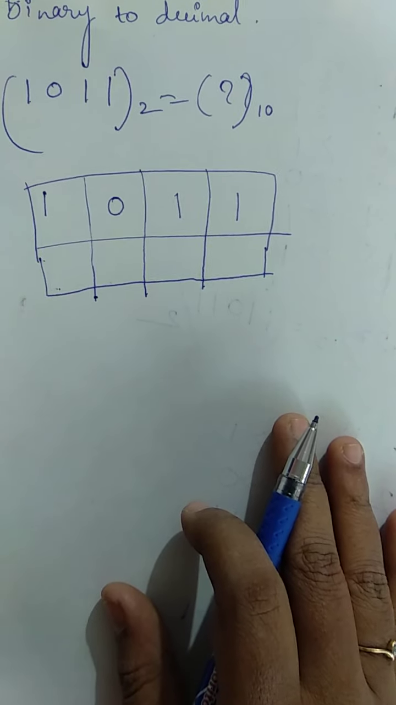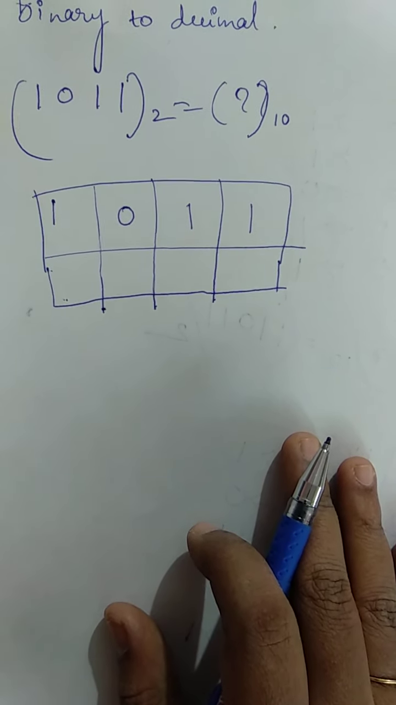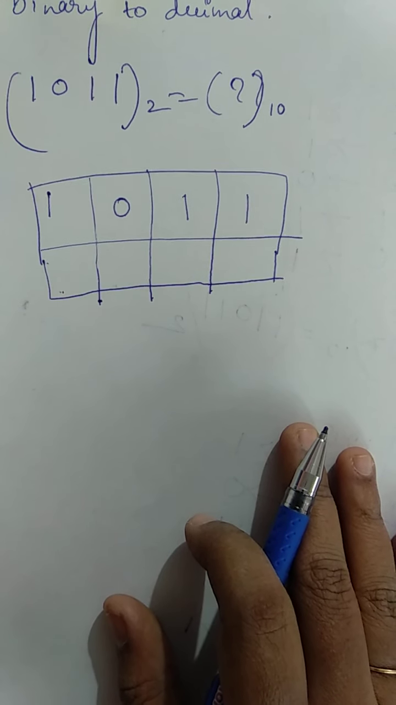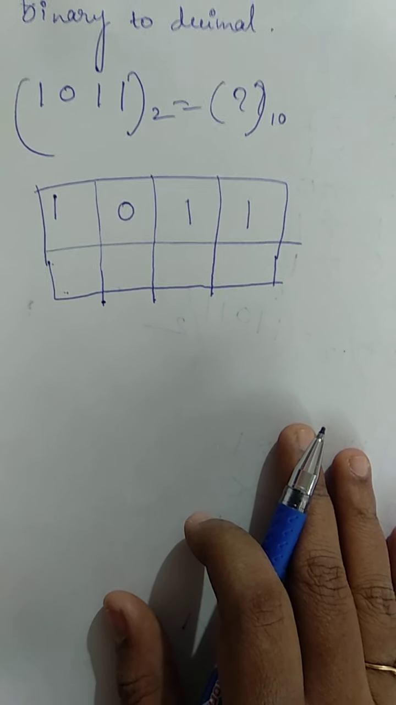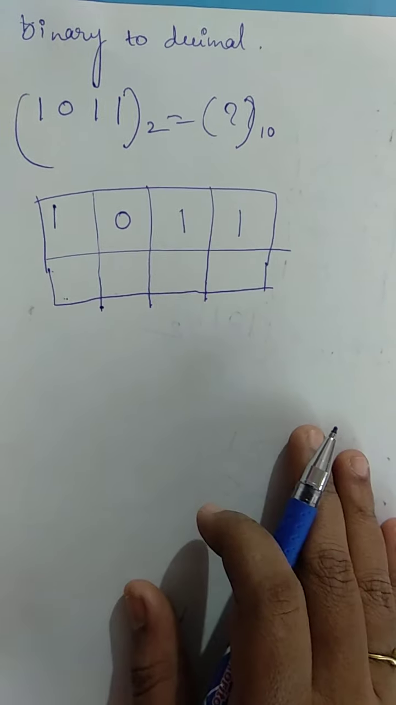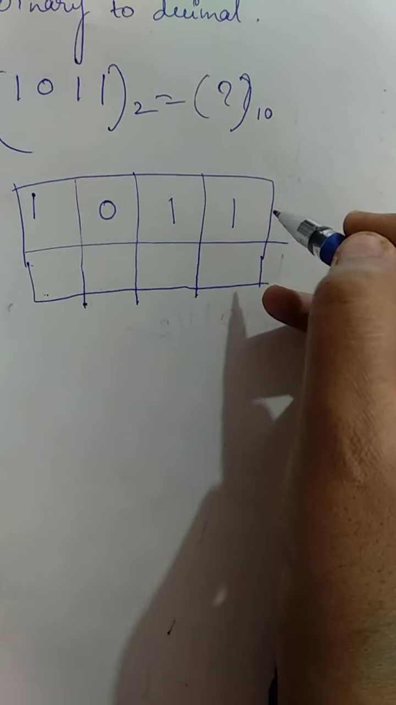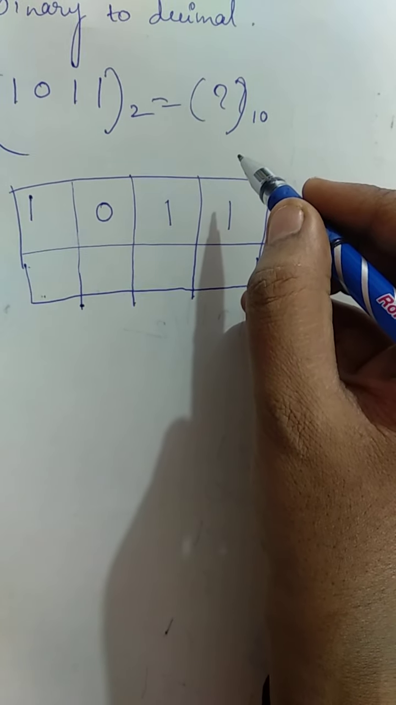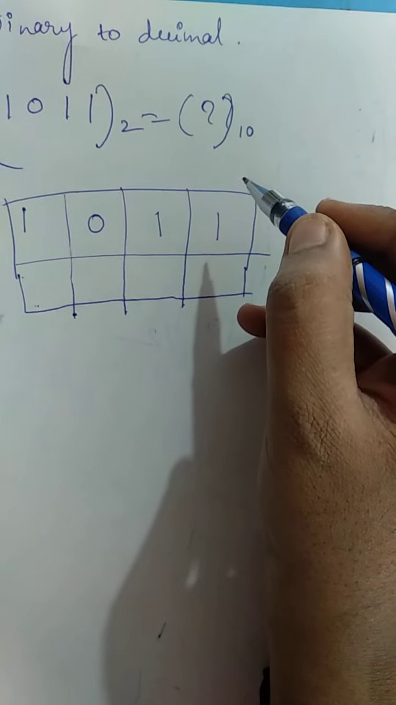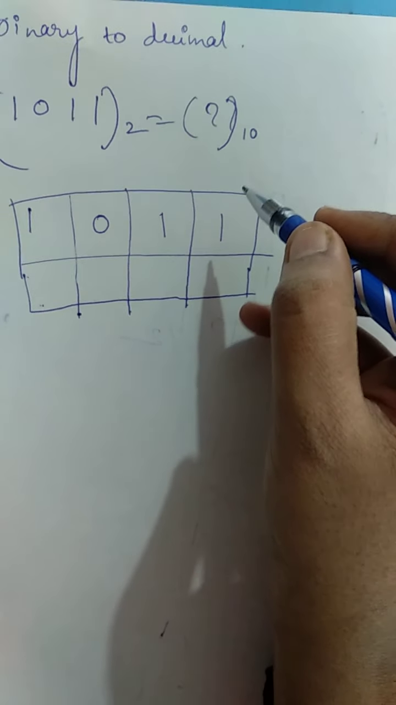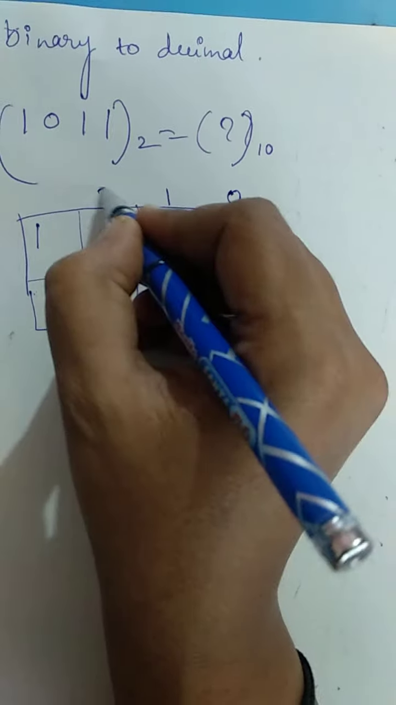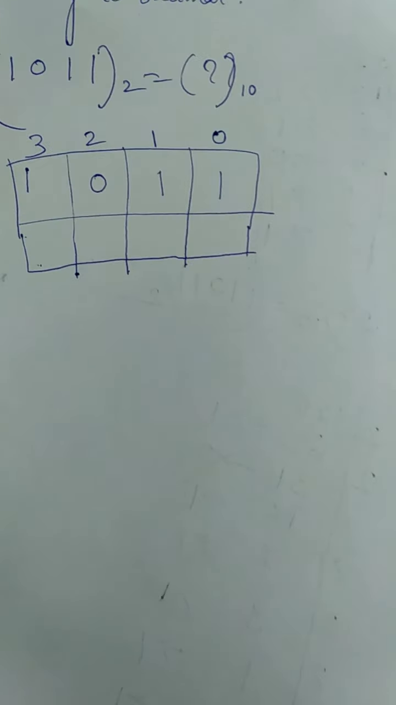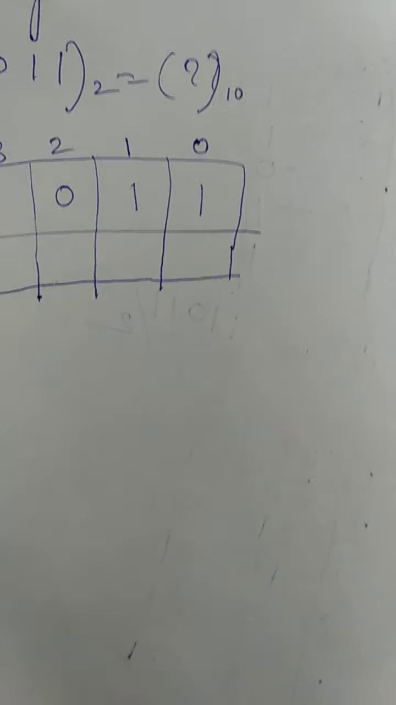Okay, so as I said, it is having the weightage. Each digit position has a weightage for binary numbers. We write those weightage values from right to left: this is 0, this is 1, this is 2 and this is 3. Those are the weightage values we have given.